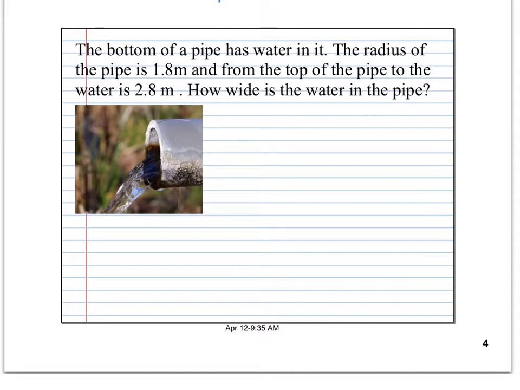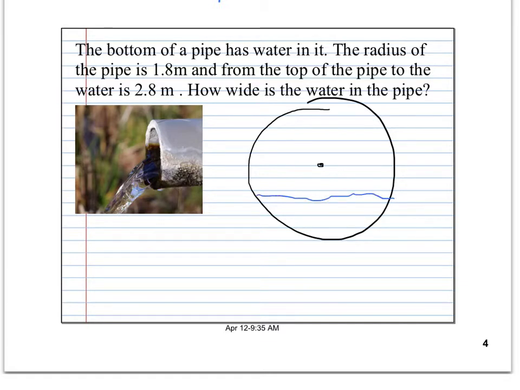Okay, so for these questions, even if you're given a picture, I still would like you to draw a circle as best you can. Again, it's just a sketch, so it doesn't need to be perfect by any means. So if you draw a circle, make sure that circle has a center, and then you start labeling the information you're given. We know that there's water sitting in the bottom of the pipe. That's gravity, there's water there.